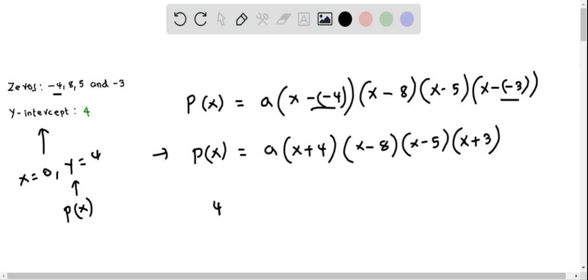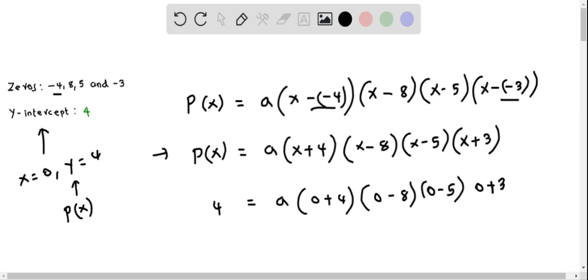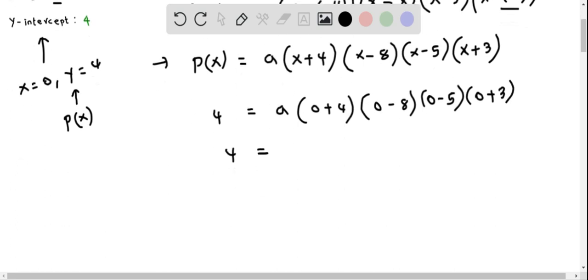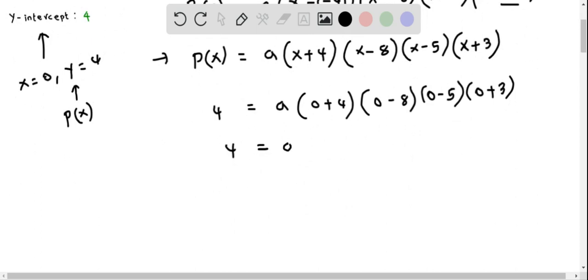So when we do that, we get 4 equals a times of, replace x by 0, so it becomes 0 plus 4 times 0 minus 8 times 0 minus 5 times 0 plus 3. Let's simplify and determine the value of a. So we get 4 equals a times of 0 plus 4 is 4, and 0 minus 8 is -8, 0 minus 5 is -5, and 0 plus 3 is 3.